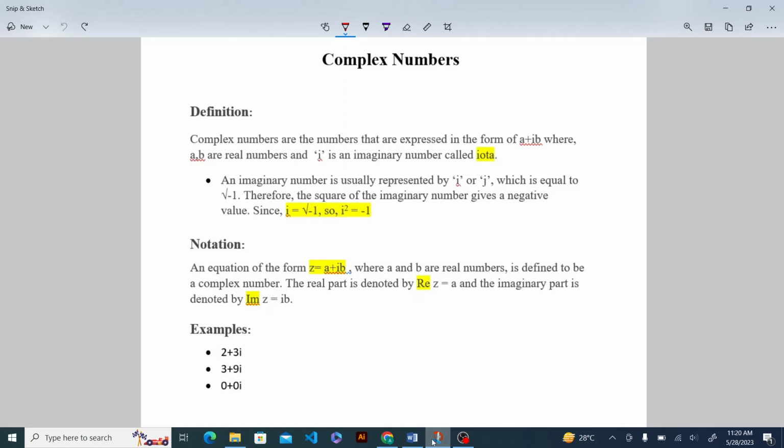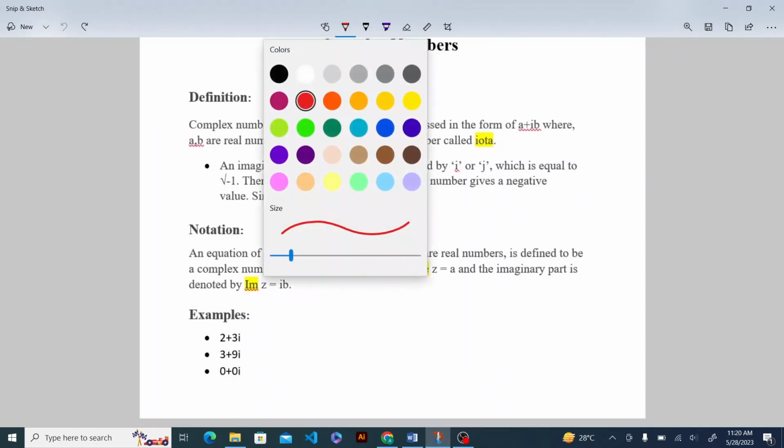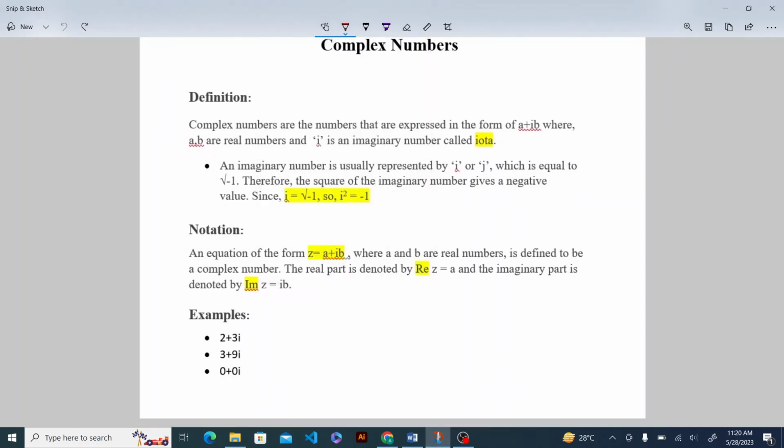Today's topic is complex numbers. This is going to be a short lecture because today we are going to discuss only complex numbers, their definition, the notation, and then examples. Okay, so let us start. Firstly, we are going to see the definition.